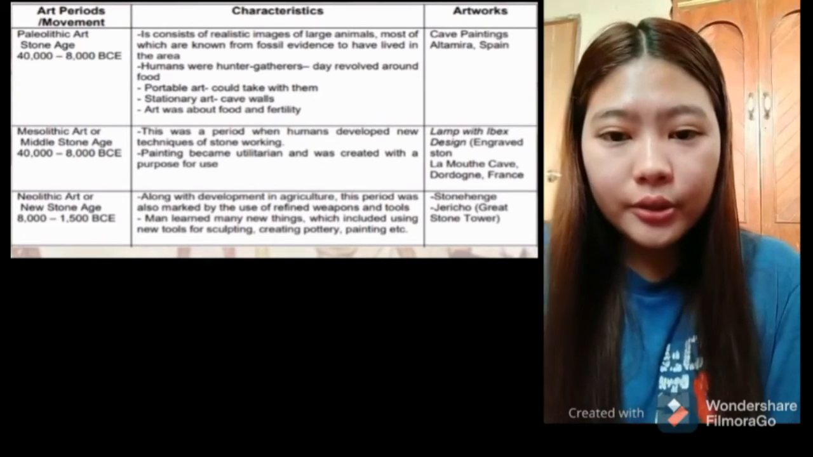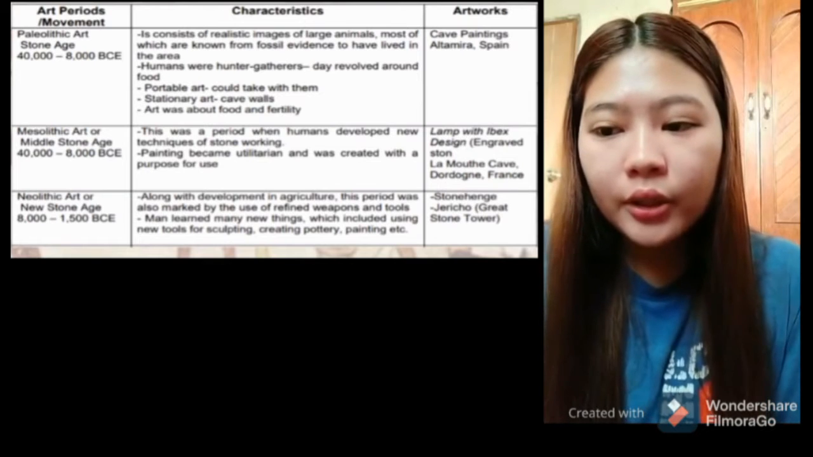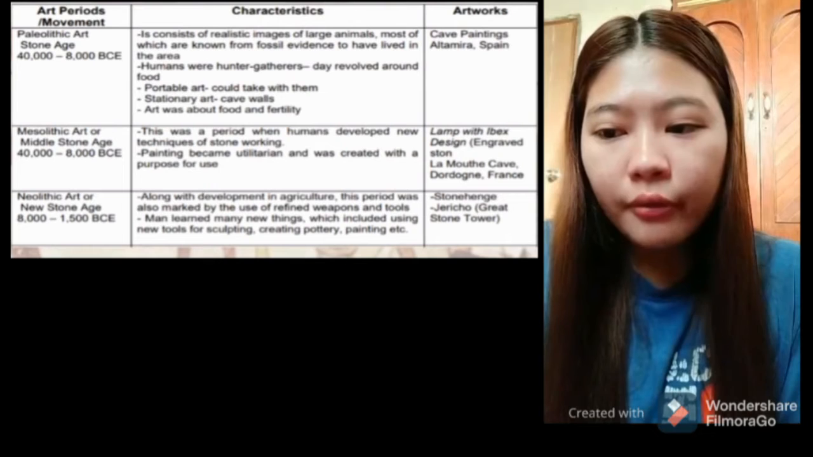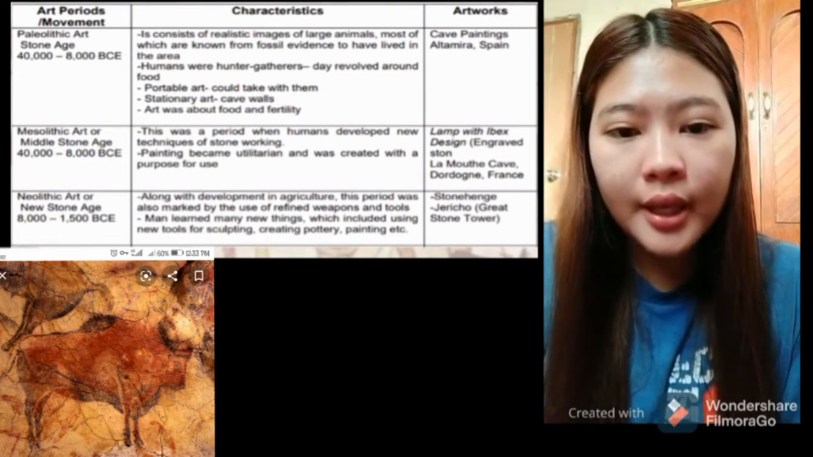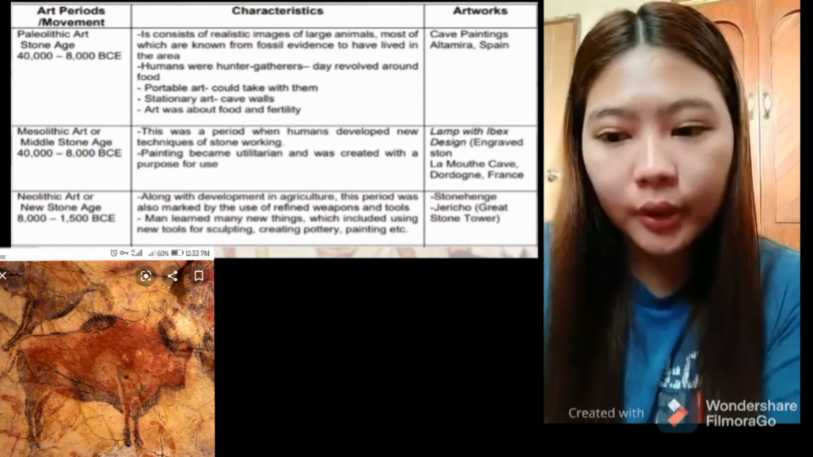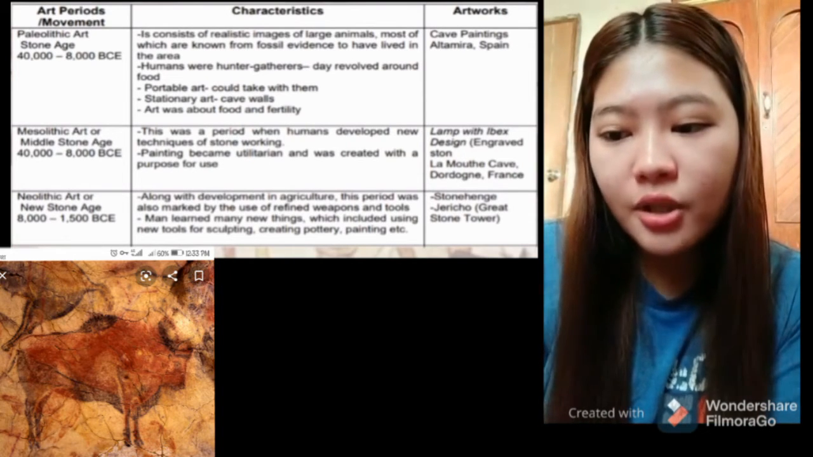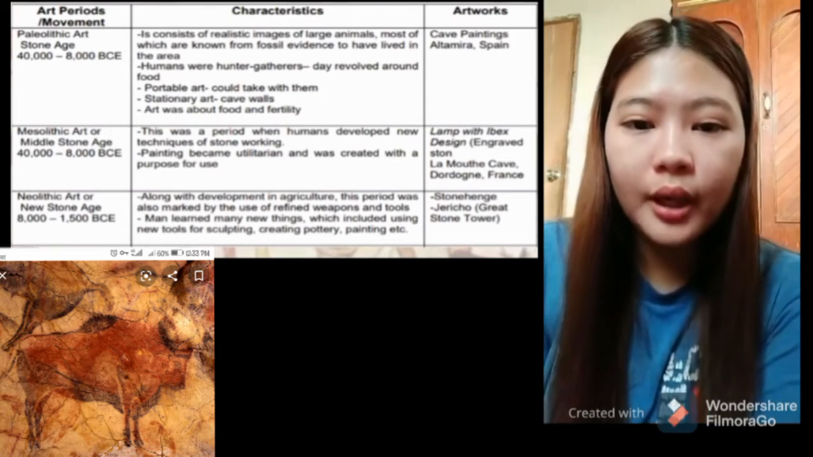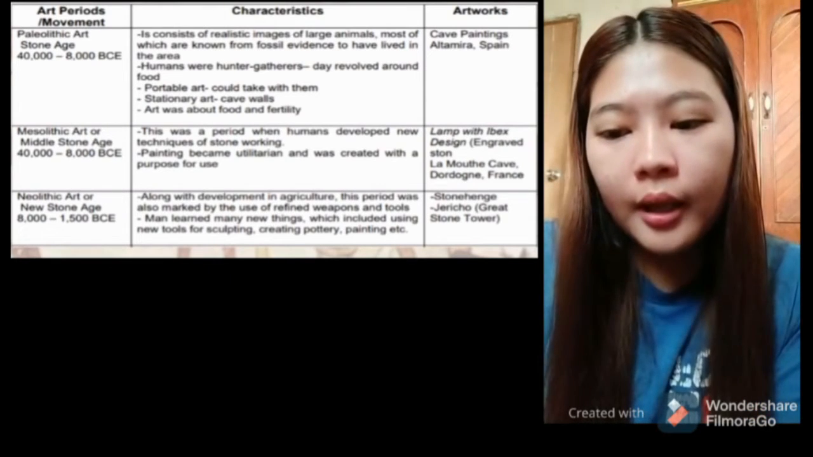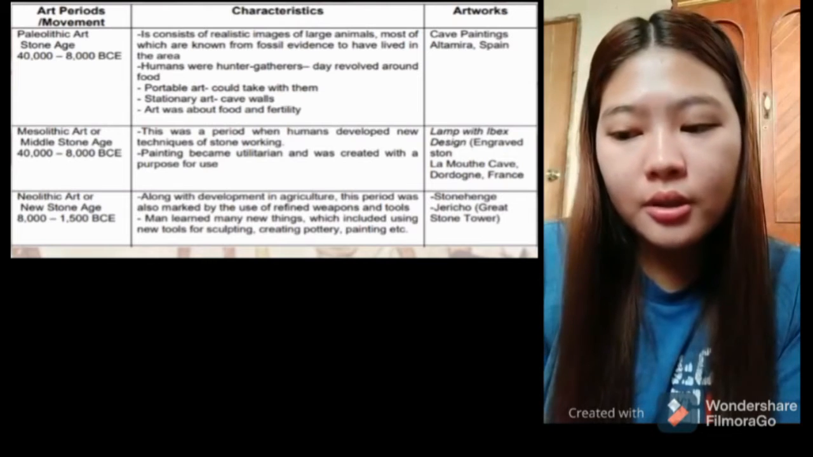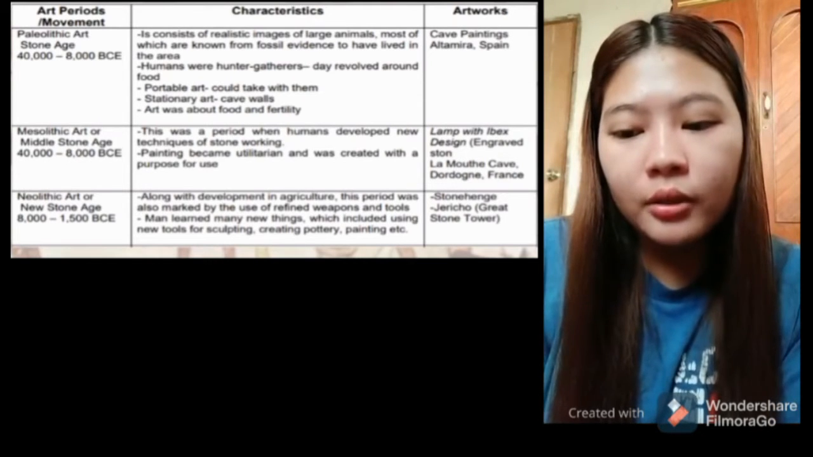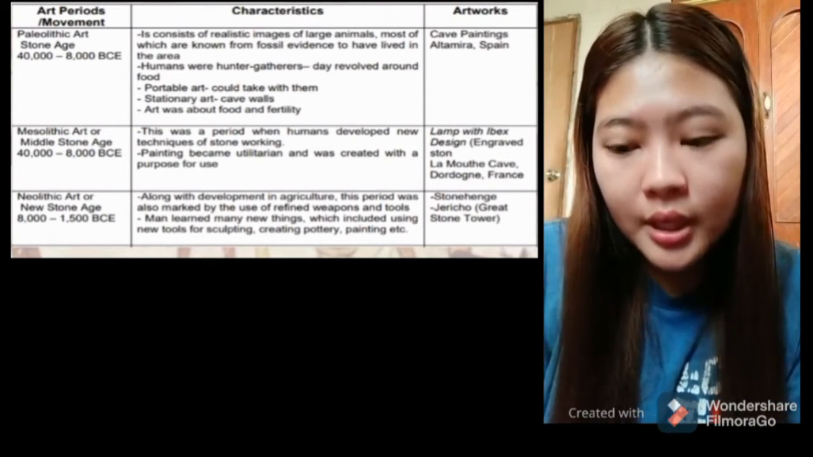Paleolithic art, 40,000 to 8,000 BCE. It consists of realistic images of large animals, most of which are known from fossil evidence to have lived in the area. They are the example. Art from the Paleolithic includes cave paintings, such as at Chauvet, Altamira, and Pech Merle. And Mesolithic art or Middle Stone Age, 40,000 to 8,000 BCE.